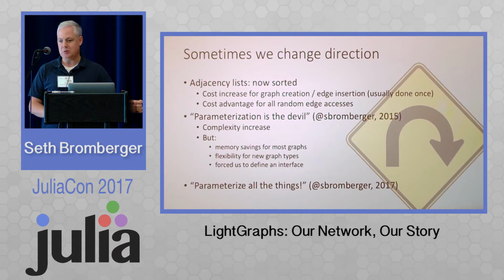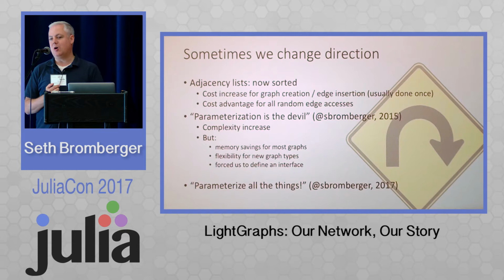If you parameterize based on integer, though, you can get memory savings. So if you've got a small graph that doesn't require 2 to the 64 possible vertices, you might be able to use a uint16 to represent that. And all of a sudden, you've got some tremendous memory savings. You also have some speedups as well, as things can be optimized. It gives us flexibility for new graph types, because we might want to have vertices that are not sequentially numerically indexed, or we might want to have edges with other metadata.